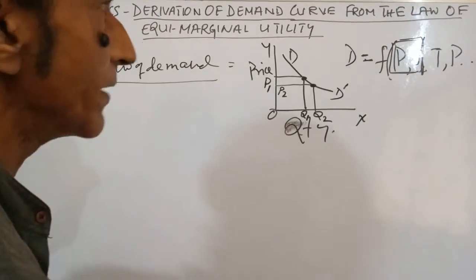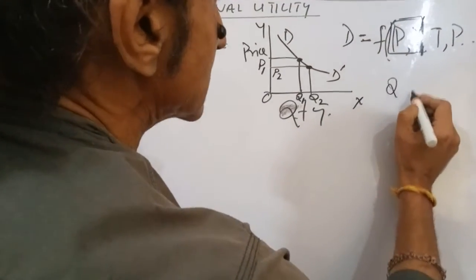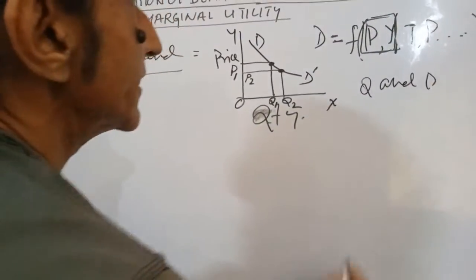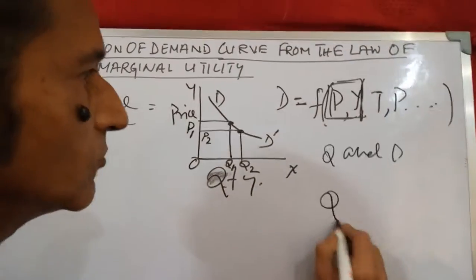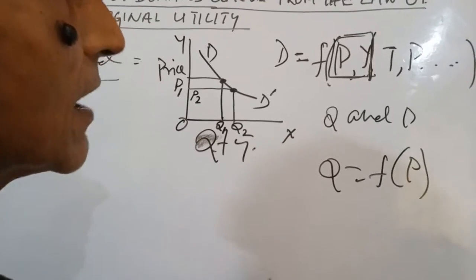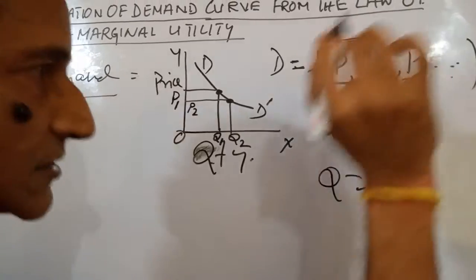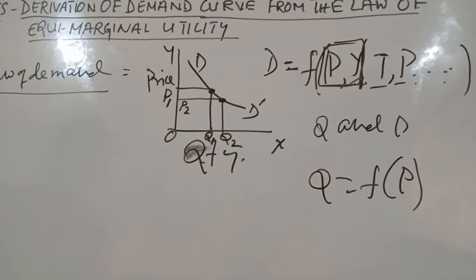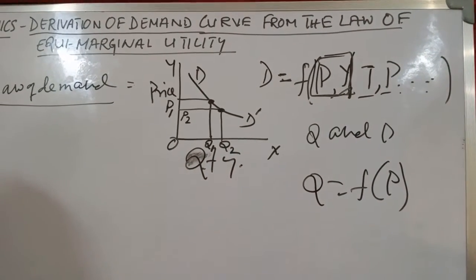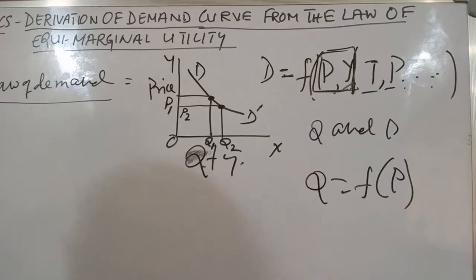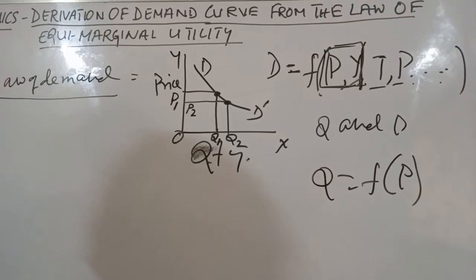Now, in case of law of demand, we are considering the relationship between quantity and price, Q and P. So here quantity demanded is a function of price. So here Q is f(P). Other things, that means income of the consumer, tastes, preferences, and other things remaining constant. With these ceteris paribus assumptions, the law of demand states that when price increases, quantity demanded falls, and when price falls, quantity demanded increases.